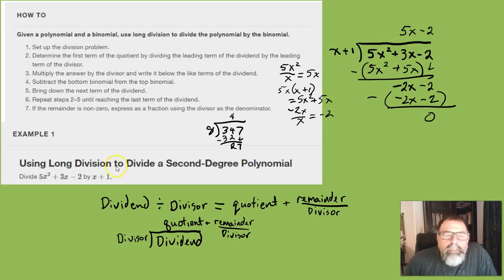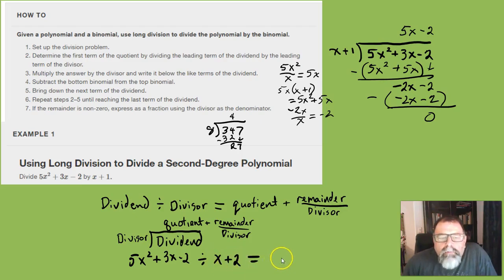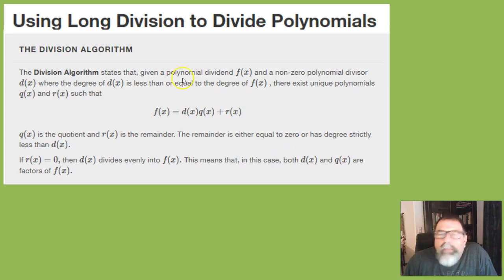So our solution then is 5x squared plus 3x minus 2 divided by x plus 2 is equal to 5x minus 2. Now, using the division algorithm from the last page, we can say, basically our dividend was the original function, and then it's the divisor times the quotient plus any remainder.